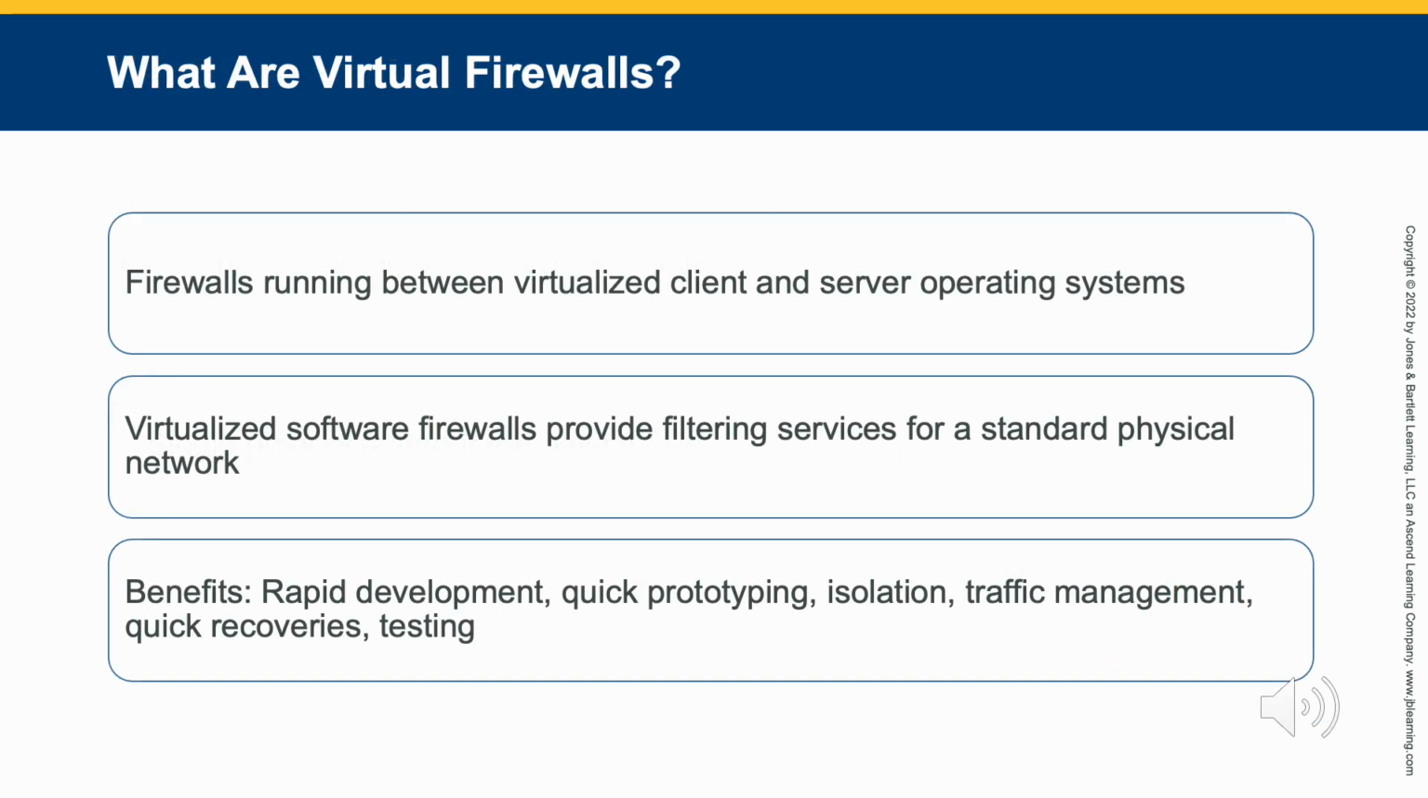What are virtual firewalls? They're firewalls running between virtualized client and server operating systems. Virtualized software firewalls provide filtering services for standard physical networks, and the benefits are rapid deployment, quick prototyping, isolation, traffic management, quick recoveries, and testing. You'll find these virtual firewalls in the cloud through Azure or AWS, or in a server farm.